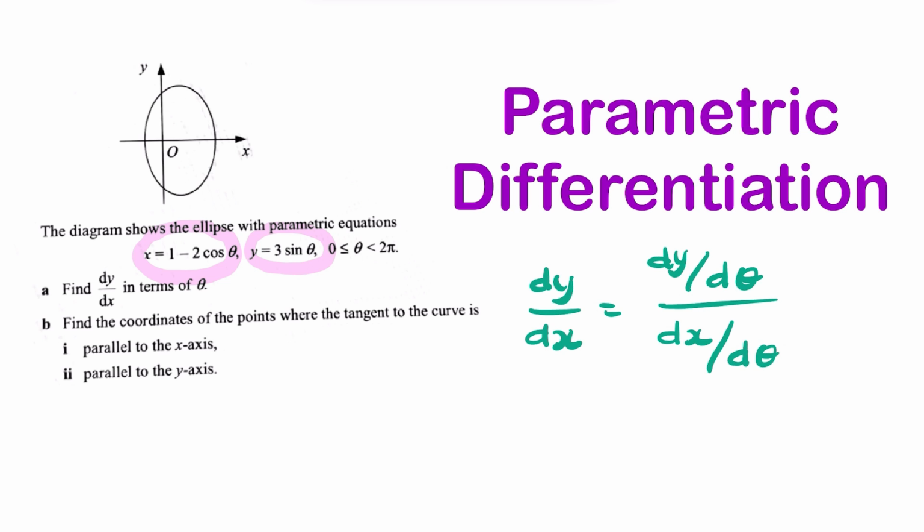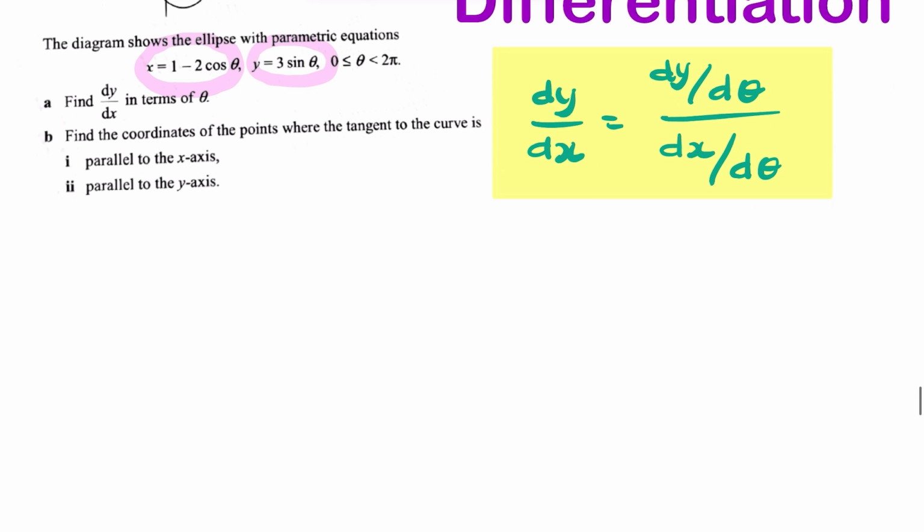So we need to differentiate x with respect to our parameter theta and y with respect to our parameter theta, and then divide the two. So this is what we're going to be using for our parametric differentiation. So let's start by finding dx by d theta.